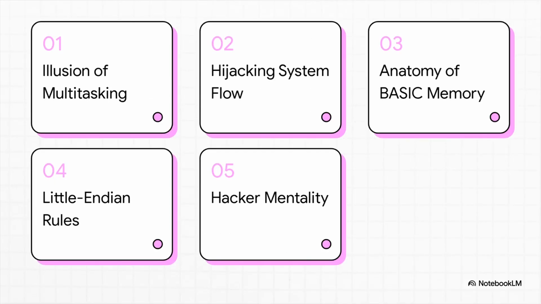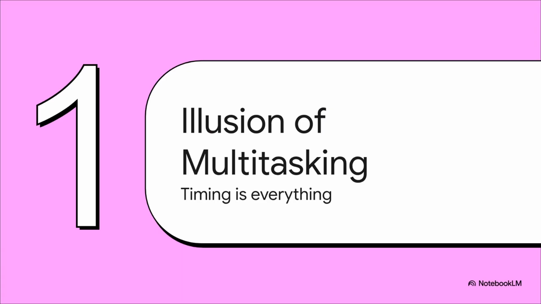To figure that out, we are going to systematically peel back the layers of this machine. 1, the illusion of multitasking. 2, hijacking system flow. 3, anatomy of basic memory. 4, little endian rules. And 5, automation and hacker mentality. Let's dive in. Section 1, the illusion of multitasking.